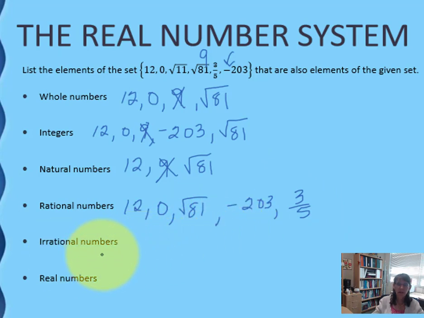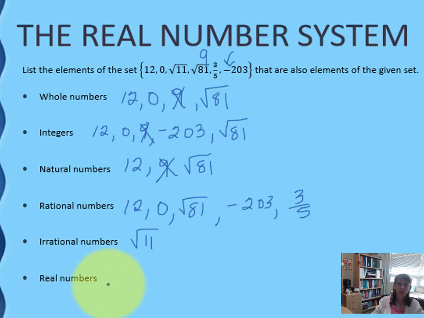Irrational numbers are the non-terminating, non-repeating pattern decimal values. So that would not be 12 or 0, but square root of 11, we found, does not have a repeated decimal or terminating decimal. Square root of 81, that was 9, that terminates. 3/5 terminates, and -203 is an integer that is not an irrational number. So only square root of 11 is the irrational number.